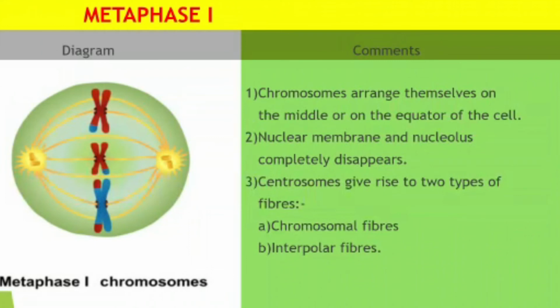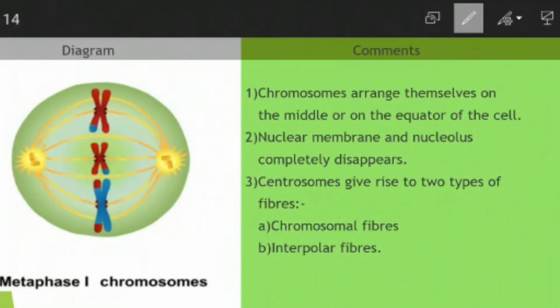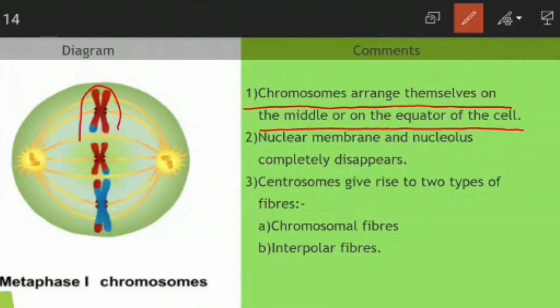Now coming to metaphase. What happens in metaphase? M for meta and M for middle. The chromosomes arrange themselves in the middle, on the equator of the cell. See, there is no nuclear membrane and no nucleus, and the chromosomes arrange themselves on the equator, at the center of the cell.